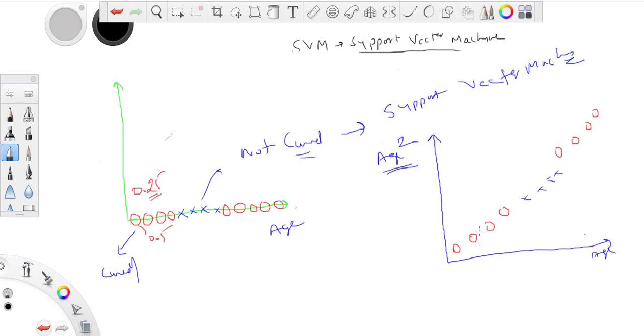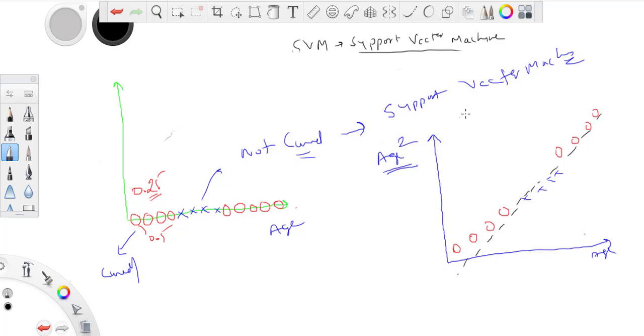Right. So in this case I will have one line which I can fit somewhere here, to classify reds from these blues. Okay, so this is the idea behind support vector machine, where we see relationship between variables in the higher dimension. Okay, so this is about support vector machines.